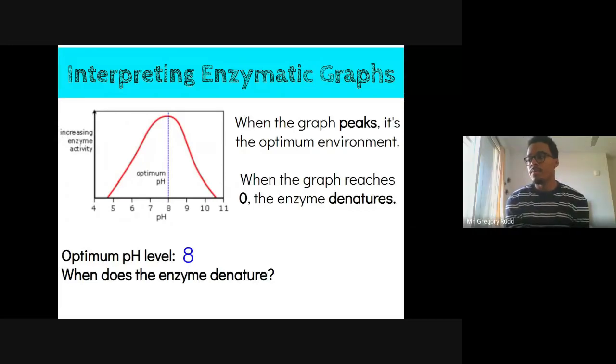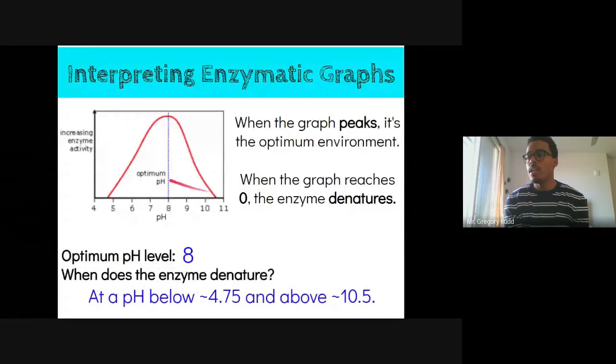Good. So what we should say is that anything below about 4.5 or about 4.75, depending on how specific you want to be, anything below that, the enzyme is not going to work. So even though it doesn't show this on the graph, if we had a pH of 3 somewhere over here, of course, the curve is not going to be visible. The enzyme's not working.